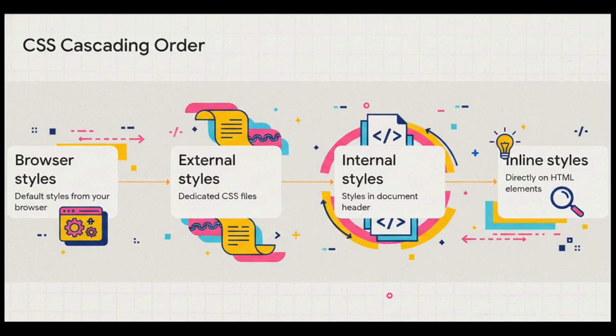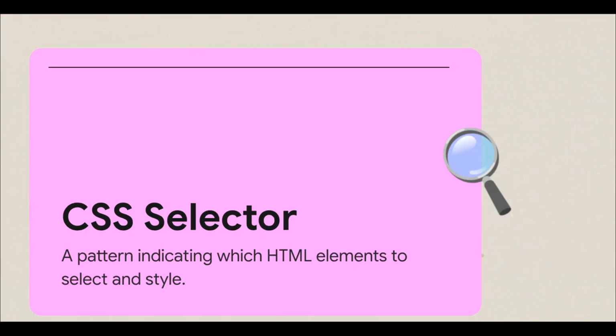Number 3, overriding those, are internal styles written right up in the document's header. And number 4, the absolute top dog that overrides everything else, are inline styles written directly onto the specific HTML element itself. Understanding this cascade is absolutely crucial for troubleshooting why a paragraph simply refuses to turn blue when you tell it to.